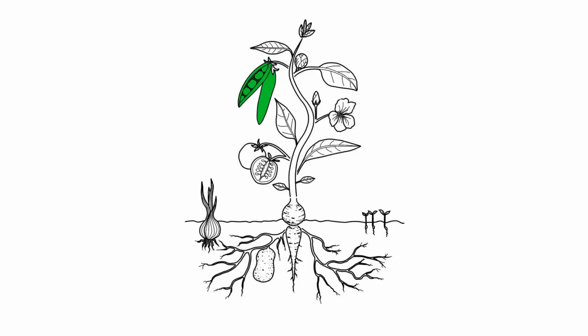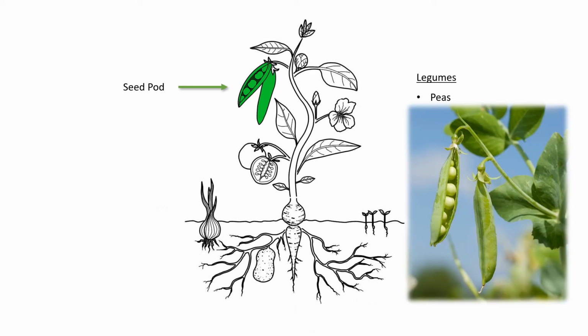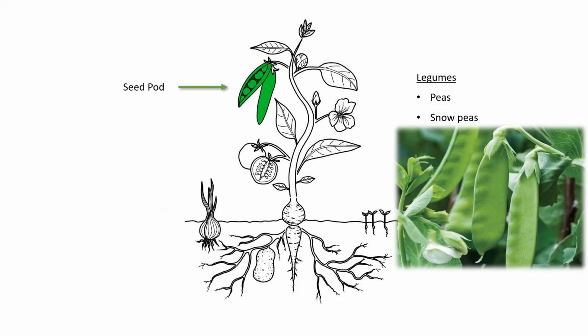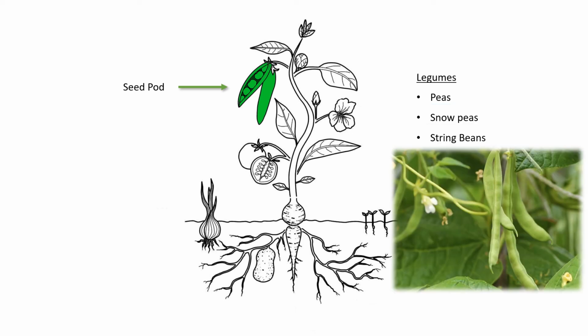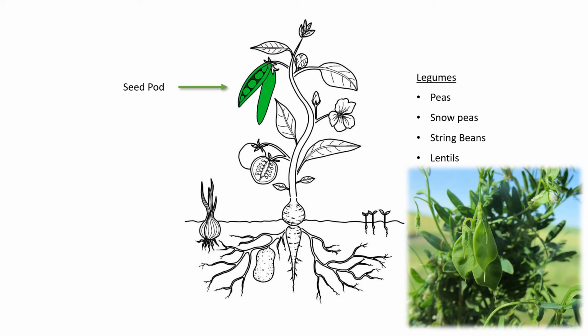We take a look at seed pods on a plant. Seed pods, as I mentioned last week, we were talking about different nutrients, etc., and what the sources are. Seed pods, as you can imagine, these are the legumes. These are excellent sources of a lot of different nutrients. Peas are an example of the seed pod. Snow peas, string beans. Lentils are an example.